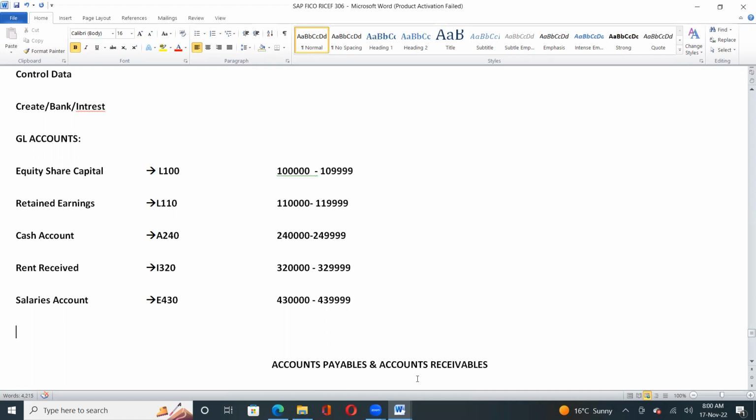When it comes to accounts receivable, it's a mirror image of accounts payable. Accounts payable is a mirror image of accounts receivable, and accounts receivable is a mirror image of accounts payable. Clear?